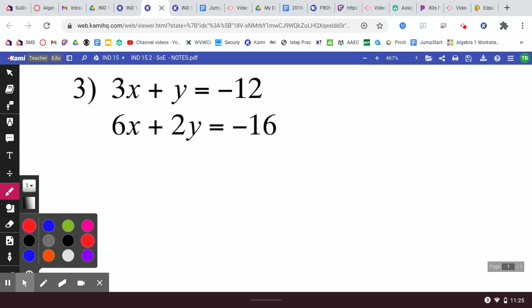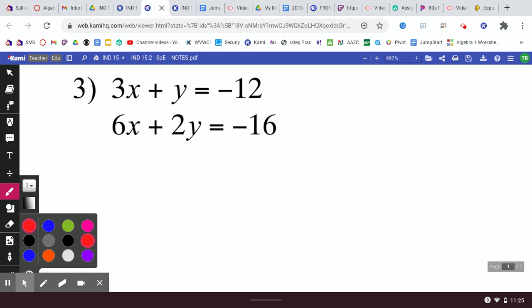All right, so again, before we draw our line or even start solving this, we got to do a little bit of critical thinking here. We've got 3x and 6x. They don't cancel out. The signs aren't opposite, nothing. We've got positive y and positive 2y. Signs aren't opposite. They don't cancel each other out. So that means we got to do a little bit more work.